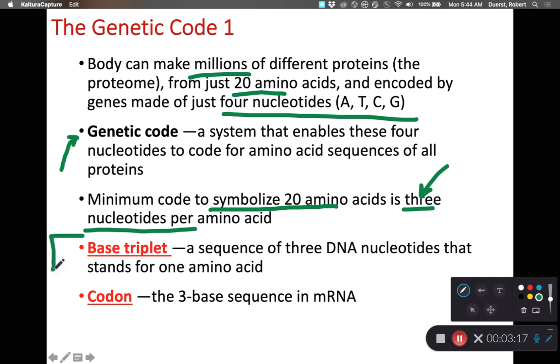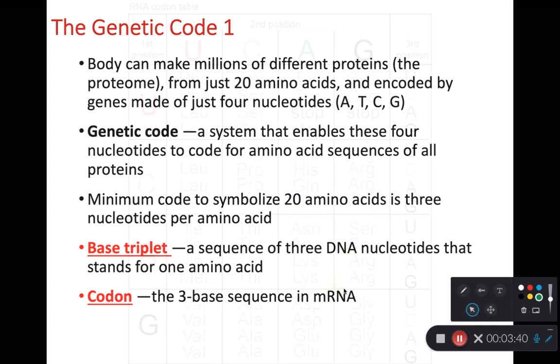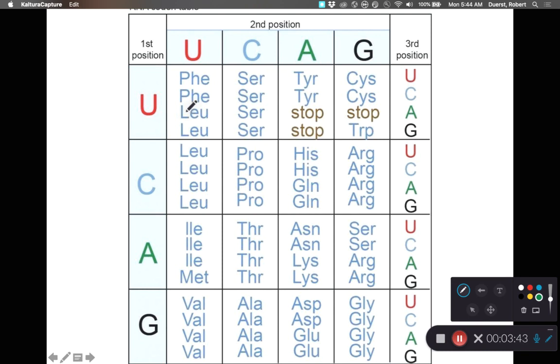In the DNA, these 3 nucleotides are referred to as a base triplet. It's the 3 nucleotides that code for 1 amino acid. Once that code is transcribed over to messenger RNA, we refer to those 3 nucleotides as a codon. A codon is going to complementary base pair with the base triplet in the DNA. So here's the genetic code.